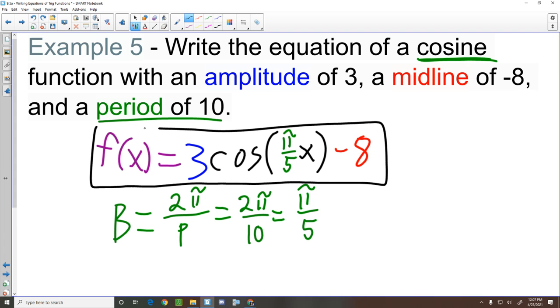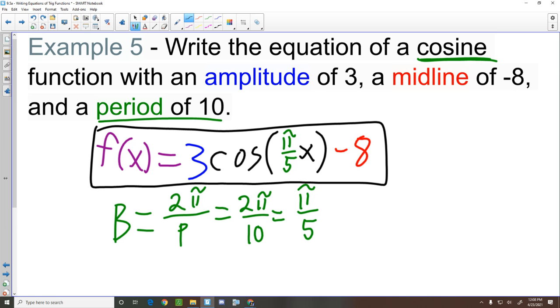So 3 cosine pi over 5x minus 8. If you put the x up in the numerator with the pi, that's totally okay also. No big deal. Anybody else get that? Just out of curiosity? A few of you?